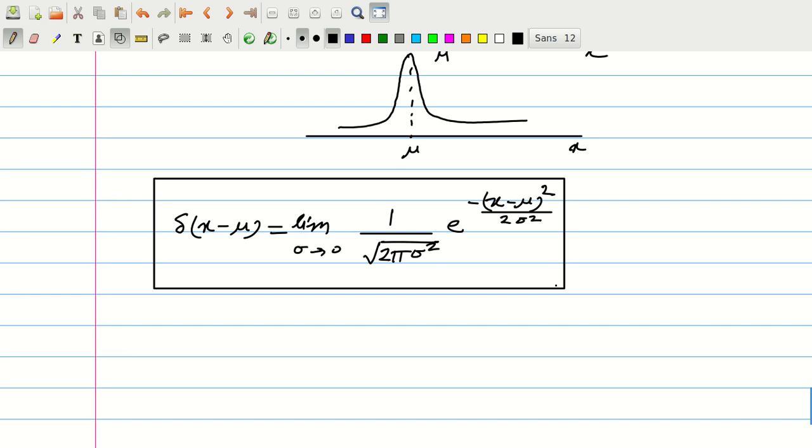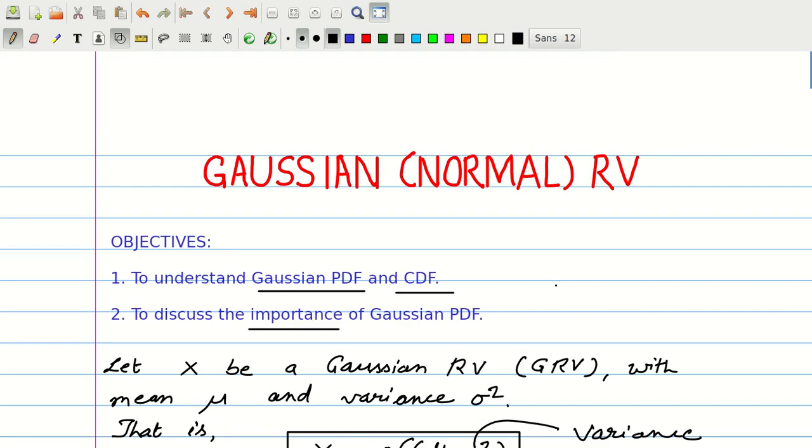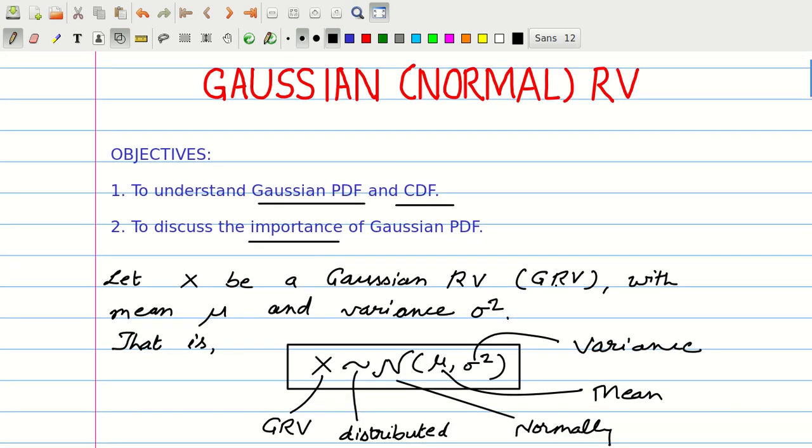So, in this module, we looked at one of the most important continuous random variables, namely the Gaussian random variable and the corresponding density and distribution functions. We also discussed some of the key features of the Gaussian random variable which make it important.